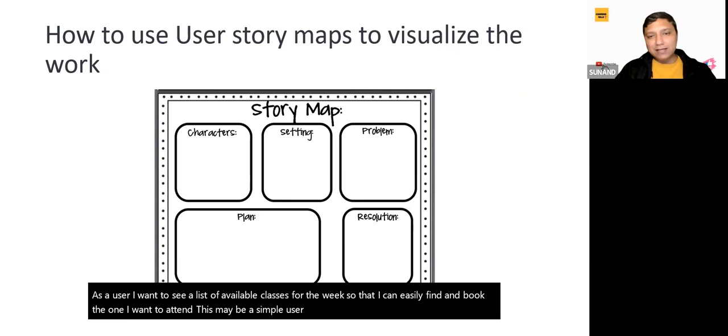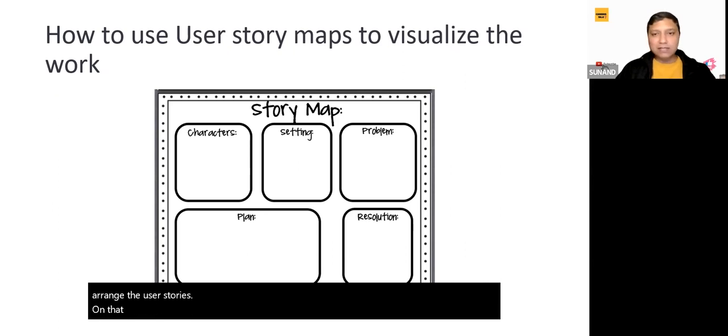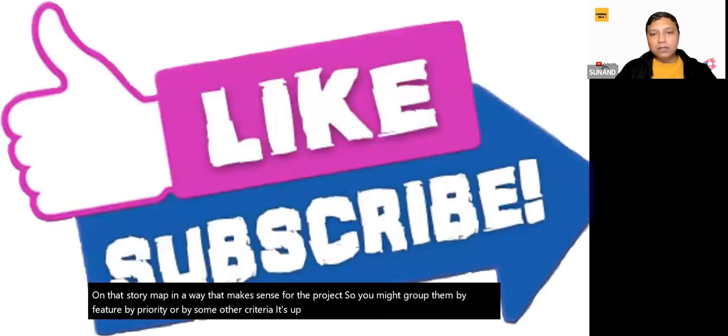Next, we have to arrange the user stories on the story map in a way that makes sense for the project. You might group them by feature, by priority, or by some other criteria. It's up to you.